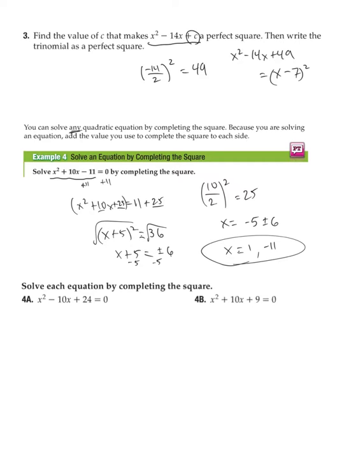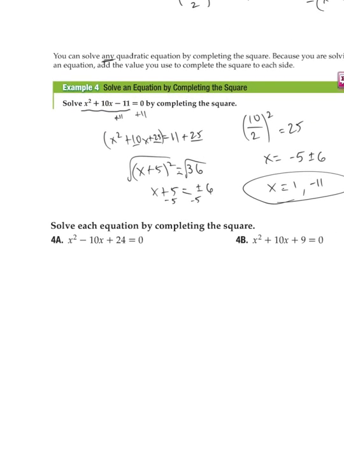There's a couple more examples of this. I'll do 4a and then I'll leave 4b for you guys. So 4a, what's that look like? Again, I'm going to subtract the 24 over, which is going to leave us some room to make this left side a perfect square.